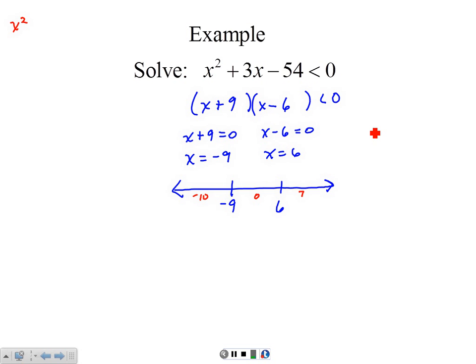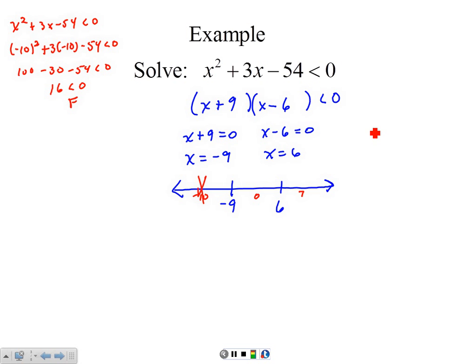We'll have x squared plus 3x minus 54 less than 0. And the first number I'm going to plug in is a negative 10. So I have negative 10 squared plus 3 times negative 10 minus 54 less than 0. 10 squared is 100. 3 times negative 10 is negative 30 minus 54 less than 0. And I think you're going to get a positive number. 100 minus 30 minus 54 gives us a positive number, so you get 16 less than 0. So that's false. So we know that that's not true.